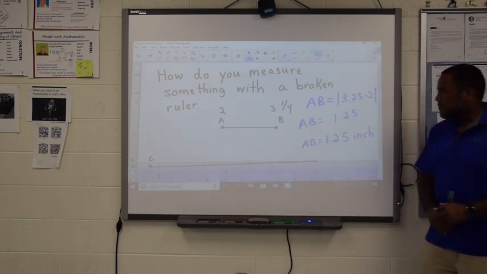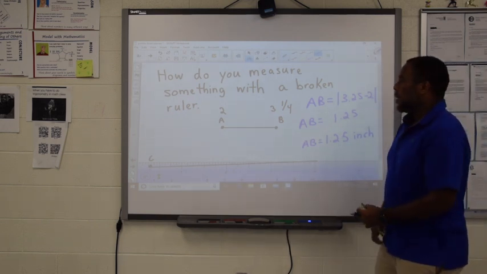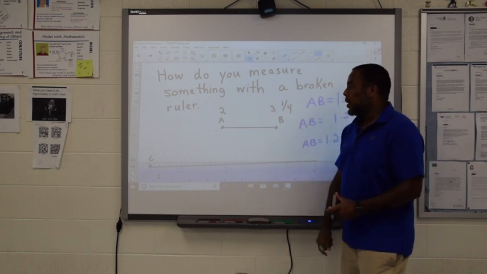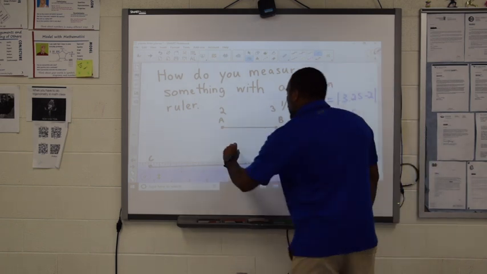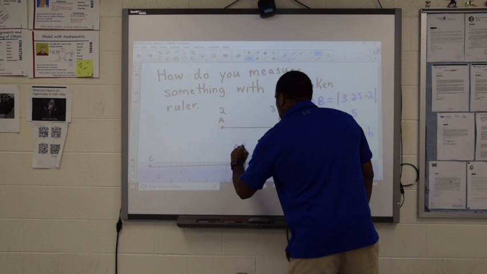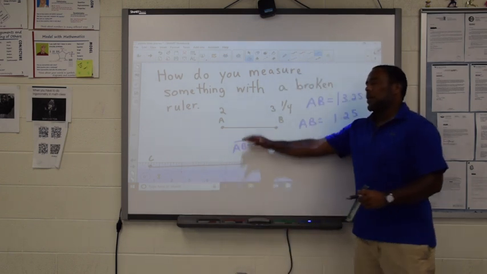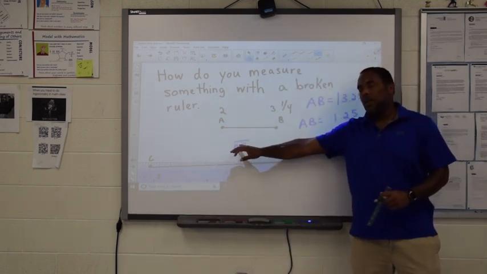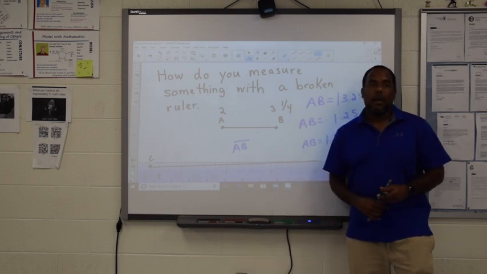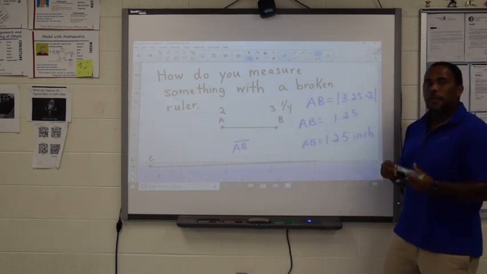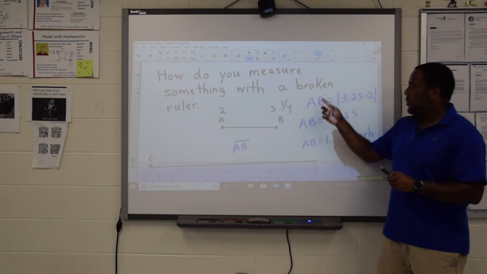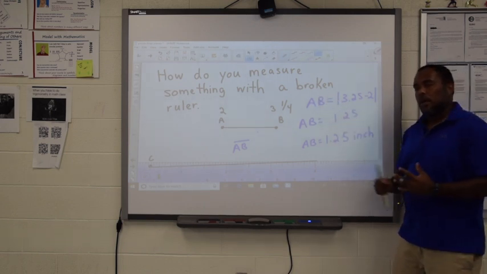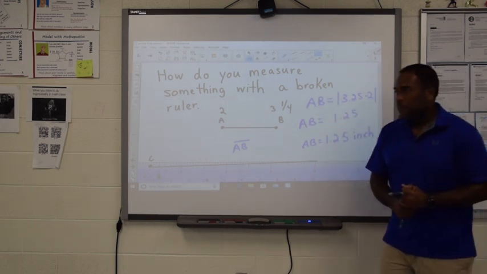Something to kind of note here. This is a line segment AB. And when we talk about it being a line segment, we use it with a line on top. And when we talk about AB having an actual physical distance, we don't write the segment on top. That's just something to keep in mind.